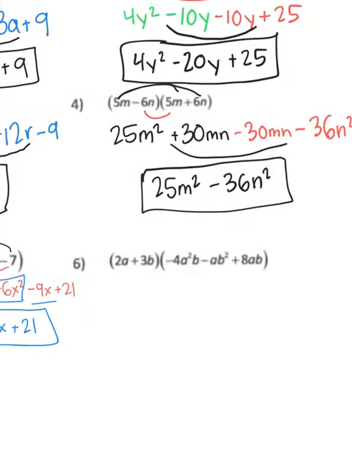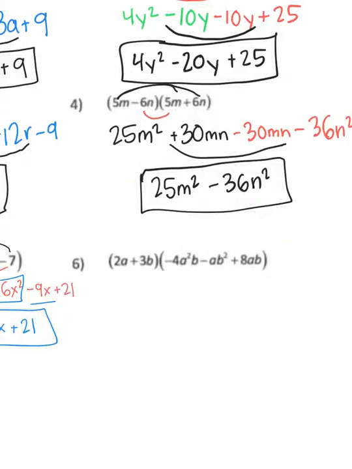Okay, let's try one more like that. Got a binomial multiplied by a trinomial, so I'm going to multiply my first term by each term in my trinomial. So 2a times negative 4a squared times b. I'm going to start by multiplying my constants. 2 times negative 4 is negative 8. Then I have a times a squared is a to the third, and then b by itself at the end.